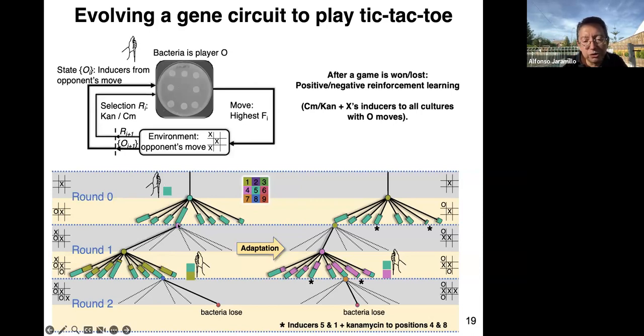Then it's the second round. So here it's position 4, and then the human opponent or whatever plays first, position 1 here, and then the bacteria. What you do now is induce with 5 and 1, this color corresponds to the 1. Okay, so 5 and 1. And then you induce all the cultures, and now the cultures will light, and the fluorescence is the addition of these tubes.